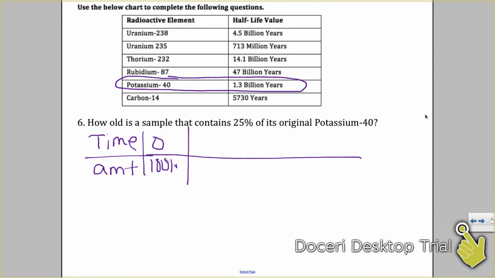What is the half-life of potassium? 1.3 billion. After 1.3 billion years, what percent do we have? Yeah, that we have 50%.